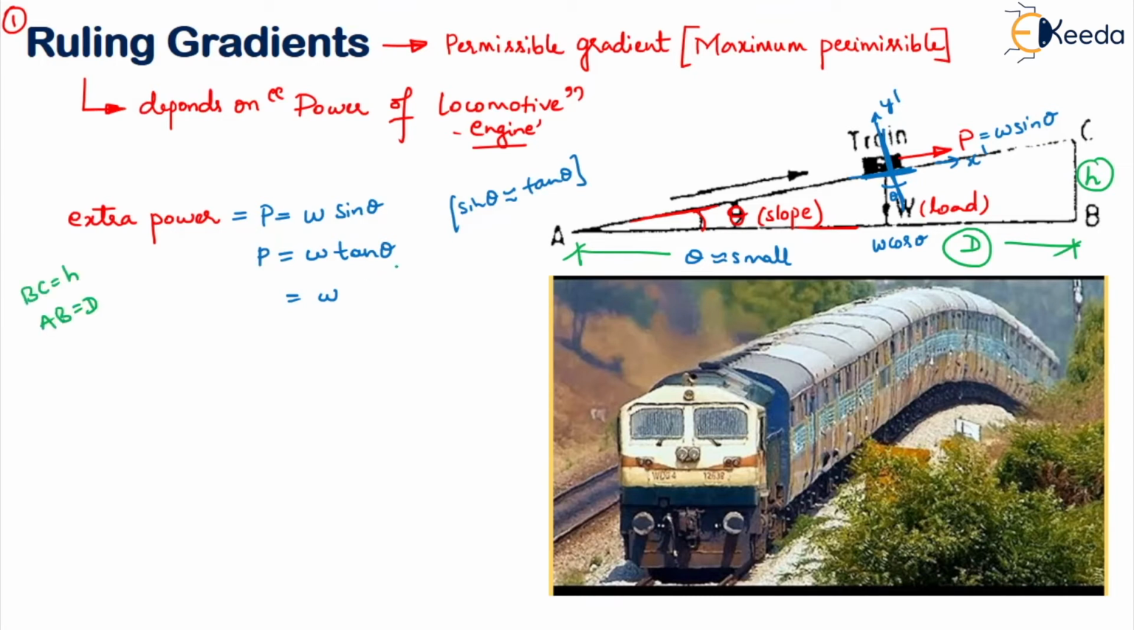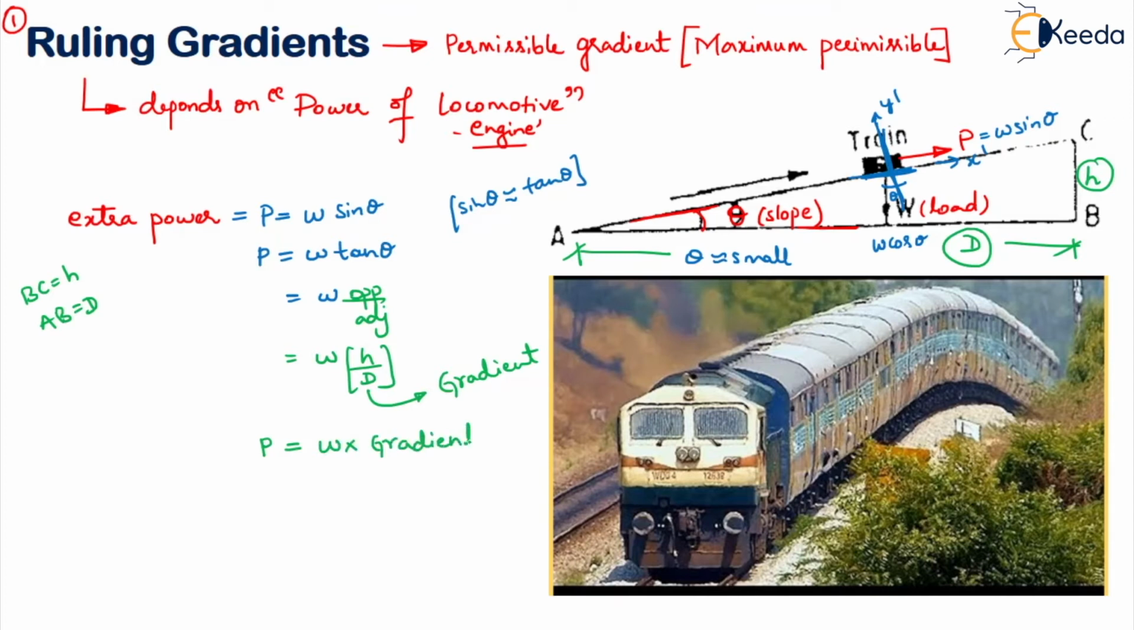Now tan theta is what? Opposite by adjacent. So what will this be? W into H. Opposite is H, by adjacent is D. Now H by D is nothing but what? Gradient. We have studied in the previous lesson, right? Vertical distance by horizontal distance. So this will be W into gradient, the weight of the locomotive. P is equal to weight of the locomotive W. P is what? The extra power that's required to pull up the train with a slope theta.